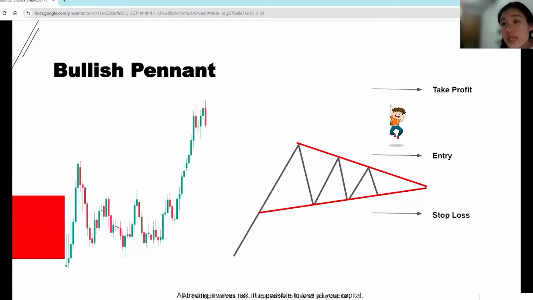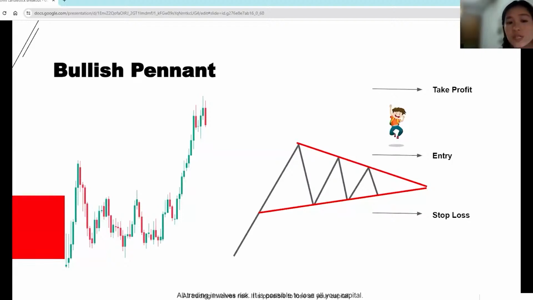Okay, so the pennant again is a continuation pattern that appears during a short-term consolidation within a strong trend. So if you're able to identify it in a bullish trend, like we see here, it's most likely to break above its upper boundary here and continue rising. So if you see a bearish pennant, of course, we're going to expect it to break out of the bottom boundary and continue to fall.